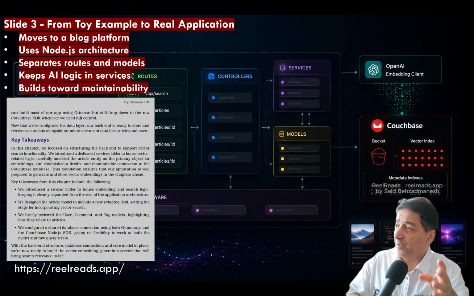Another visual evidence. The book becomes more serious when it moves from a title matching toy project to a real-world style blog platform. That matters because search only becomes valuable when it is integrated into ordinary application structure: routes, controllers, middleware, models, and services. The practical strength is that AI is not treated as a separate magic layer.